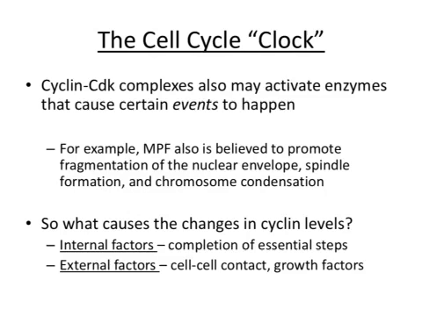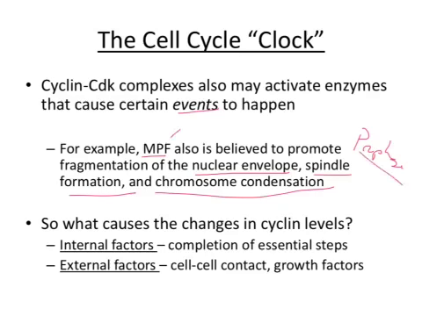Cyclin CDK complexes also might activate other enzymes that cause an event to happen. So it's not just that they start or stop the cell cycle, but something like MPF also probably helps the nuclear envelope break down, the spindle to start forming, and the chromosomes to condense. All things that happen just before mitosis or during early prophase. So, like we said, MPF is at G2, just before the cell is about to divide. As long as MPF is active, we're going to see these steps of prophase start to come to light.